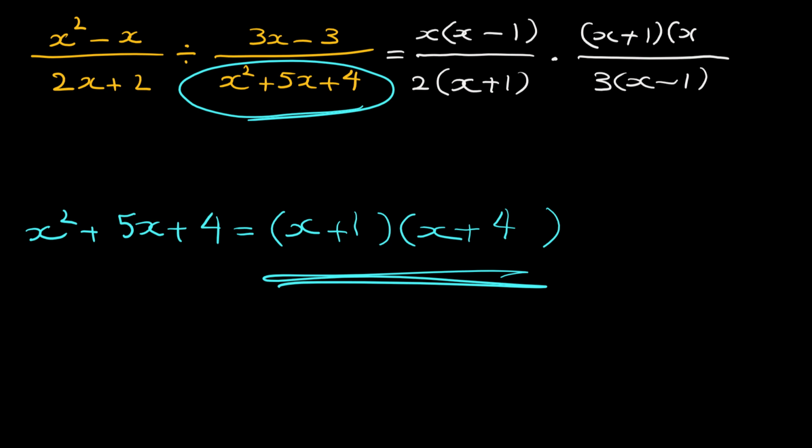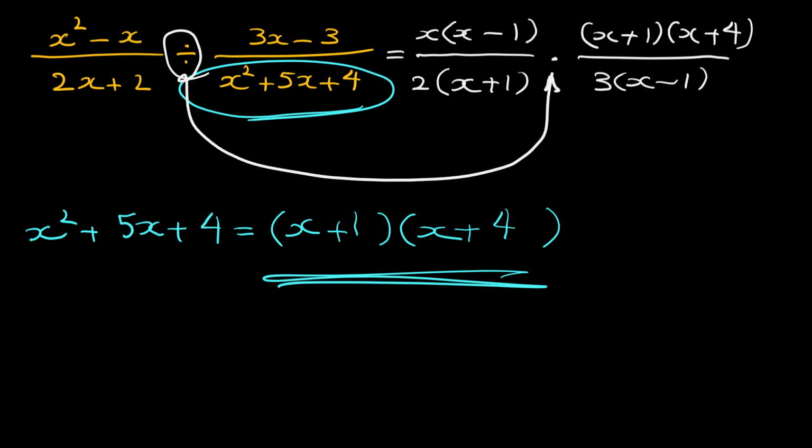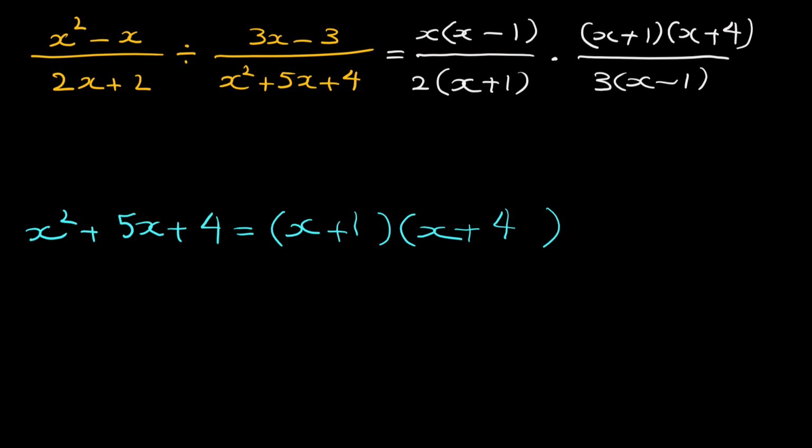Because of this, we change this division to multiplication. So we invert the second fraction. Now look at the numerator and denominator and try to find common factors and cancel them. X minus 1 with x minus 1 cancels. X plus 1 with x plus 1 cancels. And we don't have any other common factor between numerator and denominator.